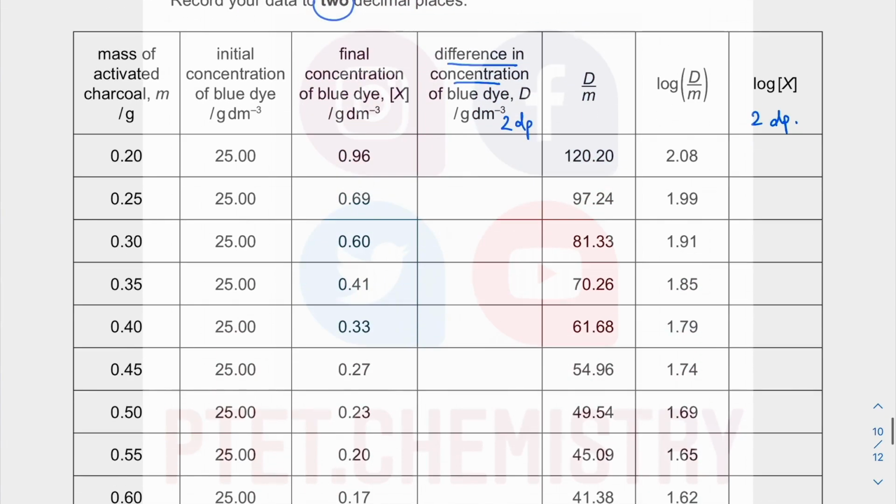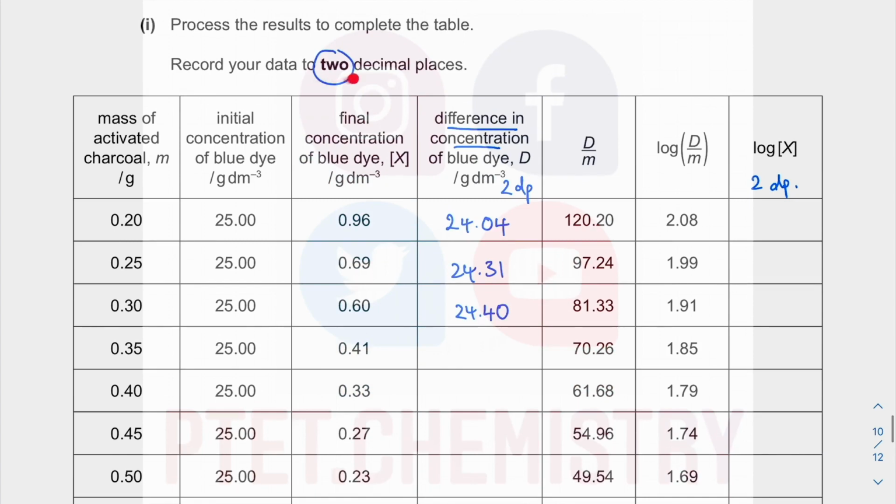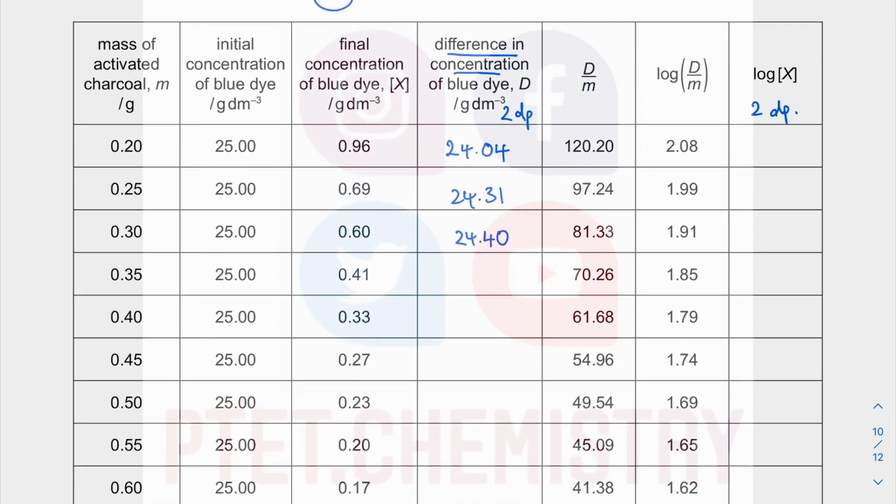Let's just start pressing the calculator. So you see this is all 25. So it's 25 minus this, gives you this, 25 minus this, gives you that, and so on. So 2 decimal places, 24.04. This is the first one that your calculator shows you, and if you are careless and don't remember that you're supposed to put all your data to 2 decimal places, then you will lose easy marks just like that.